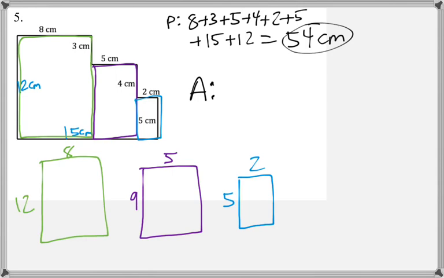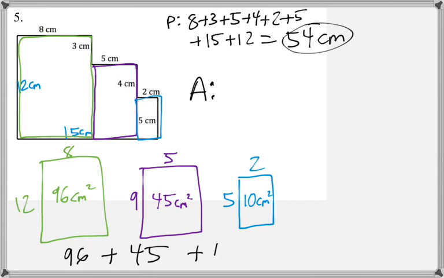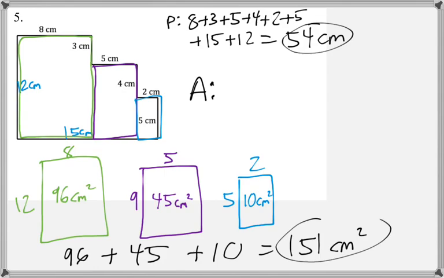So to find the areas of each of these rectangles, we just need to multiply the length times the width. So this will be 96 square centimeters, 45 square centimeters, and 10 square centimeters. So if we add these up, then we get 151 square centimeters.